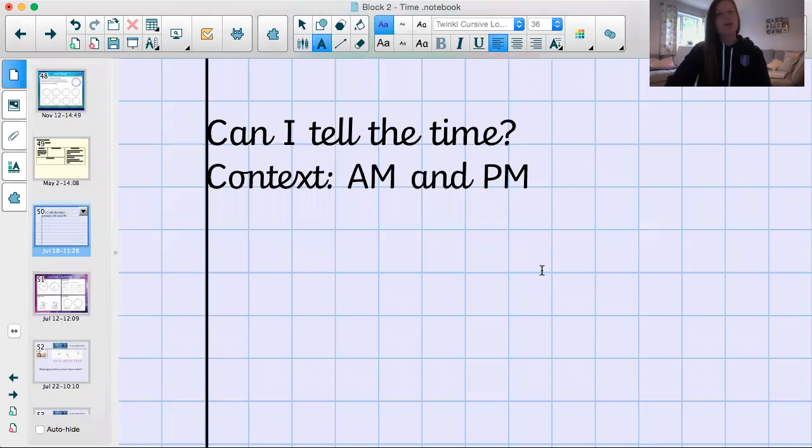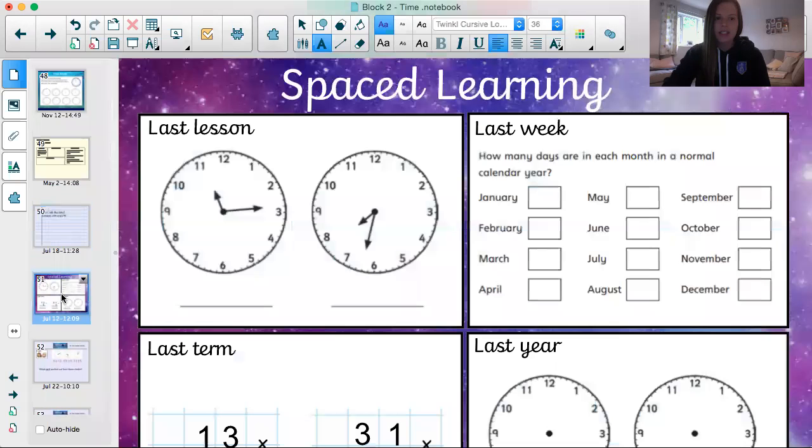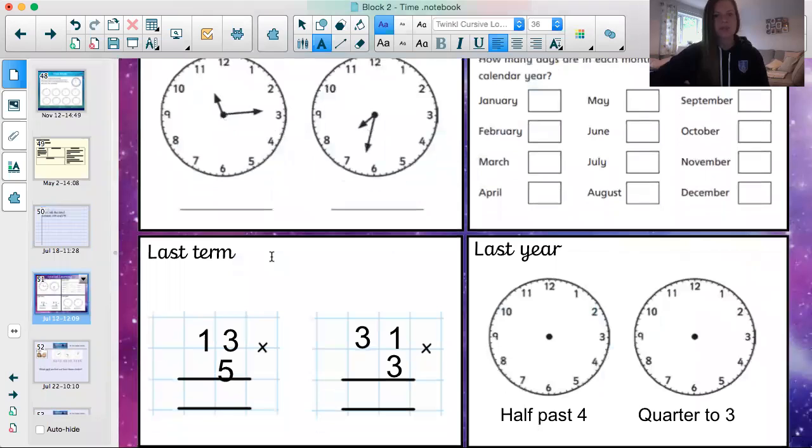Hi Year 3, today we're going to continue our learning on time. So you will need a pen or a pencil and either the printed resources attached to the assignment or a piece of plain paper. Once you've got those things, have a go at the spaced learning. Pause the video now and have a go at that.